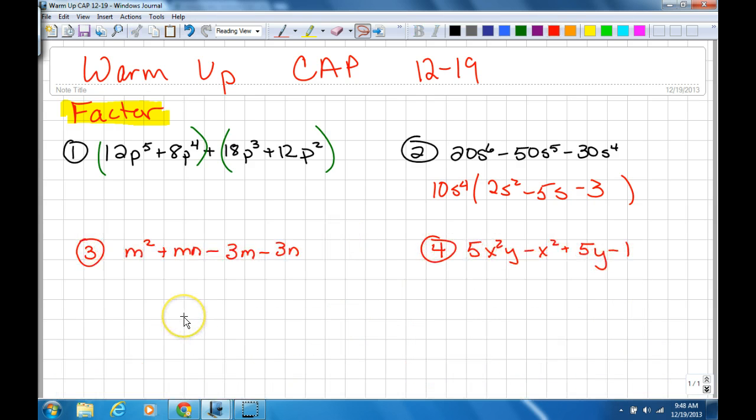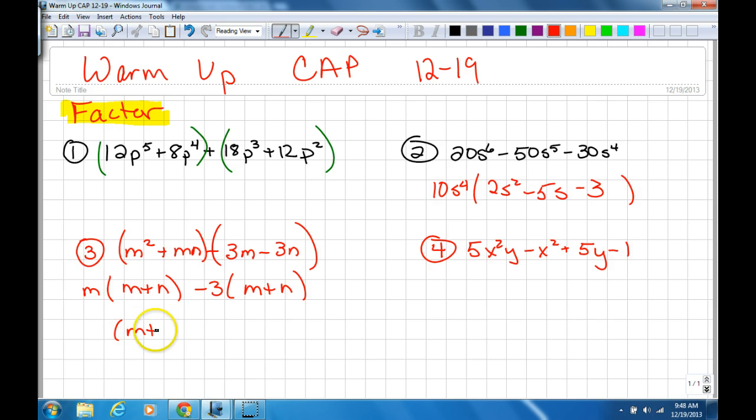Okay, let's look at number 3. I want to solve number 3 by grouping again. I can make this into two groups, right? So what can I take out of the first group? M. So if I do that, I have M plus N left on the inside. What can I take out of the second group? Not just a 3, but what? Negative 3. All right, so I have M plus N and M minus 3.